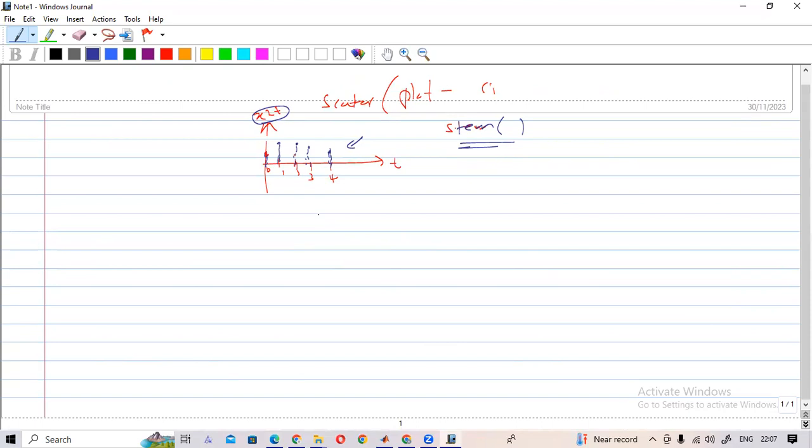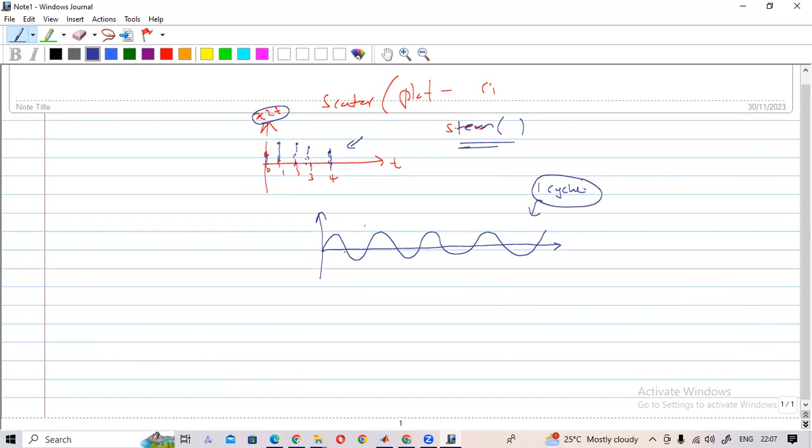Let's say period means, if the signal has a fundamental period, that means that signal should be repeating. One part is repeating again and again. That repeating part is called one cycle.